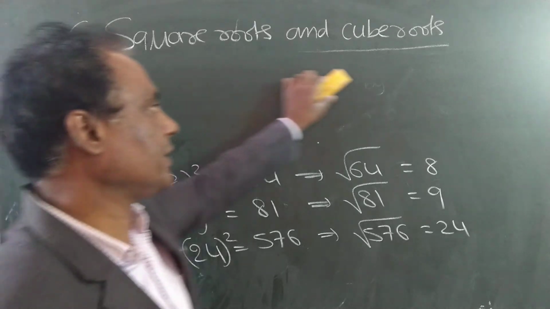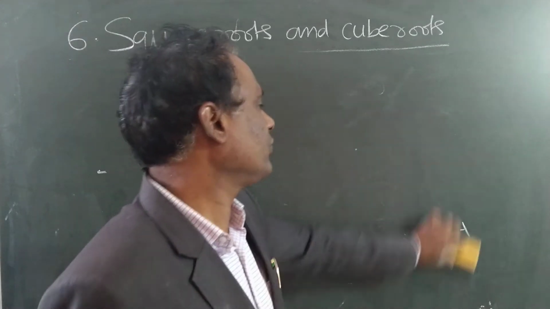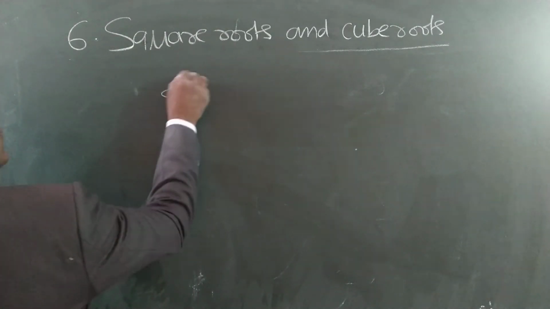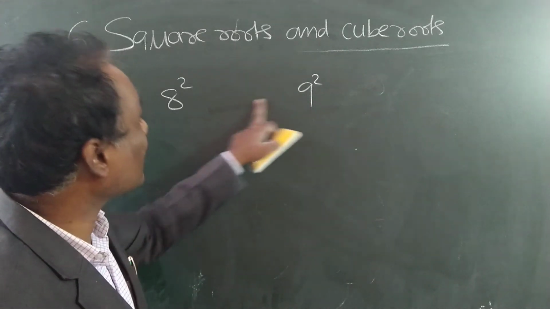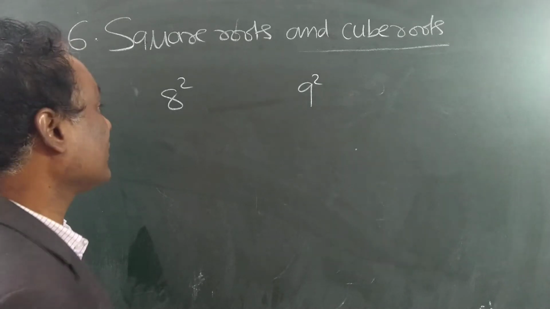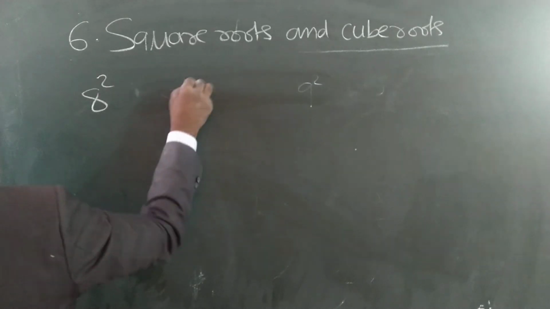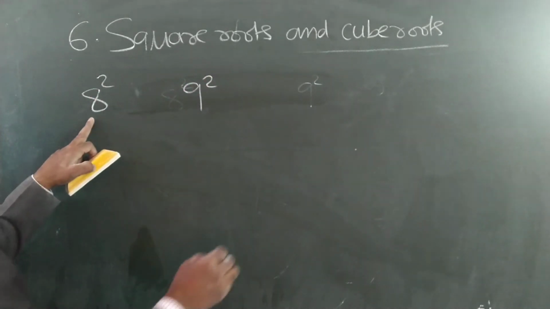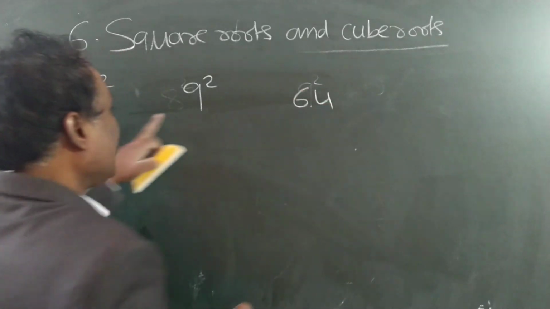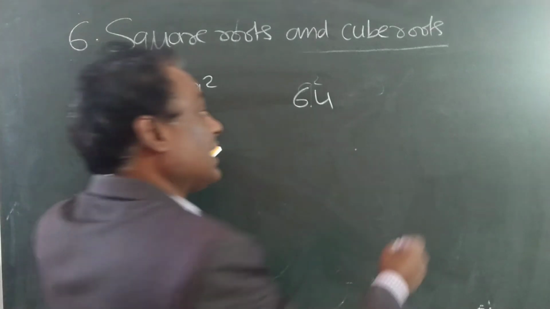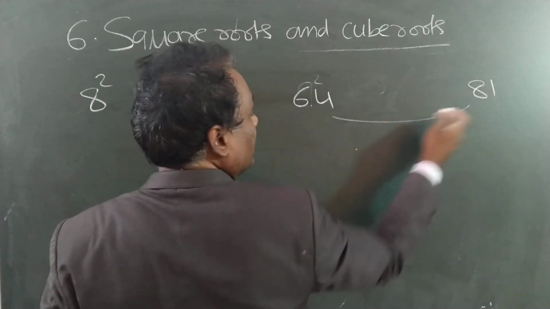Students, next point. One more point, you see here. Suppose 8 square is there, 9 square is there. In between 8 square and 9 square, how many numbers exist? What is the value of 8 square? 8 into 8, 64. 9 square is 9 into 9, 81. And in between, how many numbers exist?